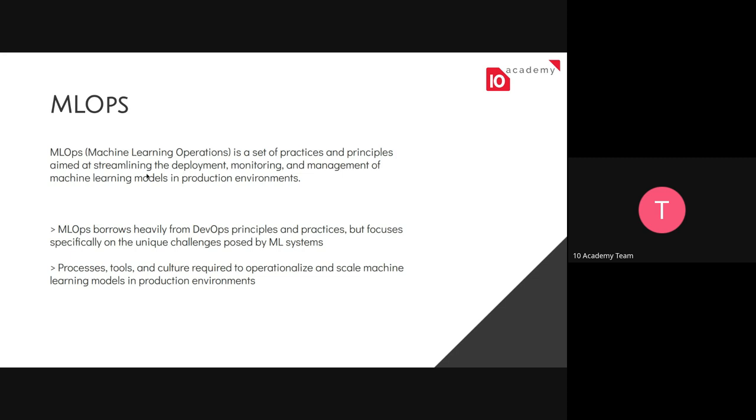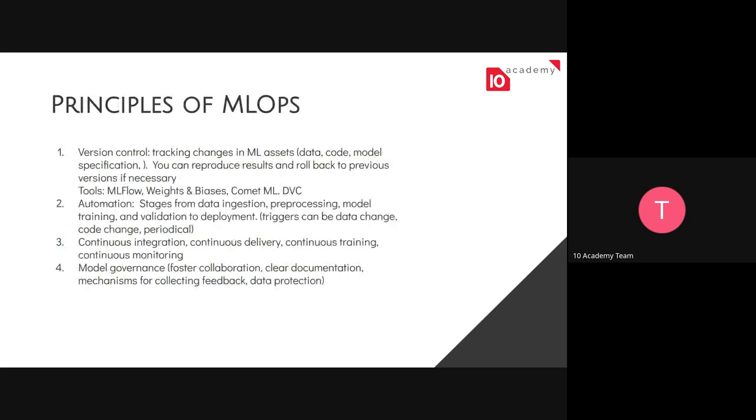As you can see, here is the definition: practices, principles, and tools you use when you're making it smooth between deployment, monitoring, and managing machine learning models in production environments. You start, for example, with version control. In DevOps, you have code version control, and you use Git for that, for example.